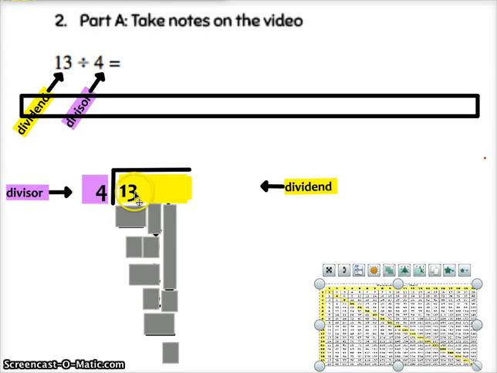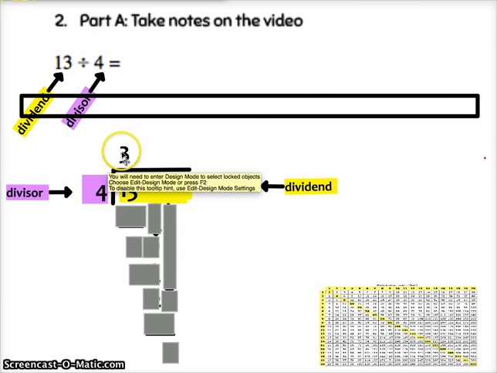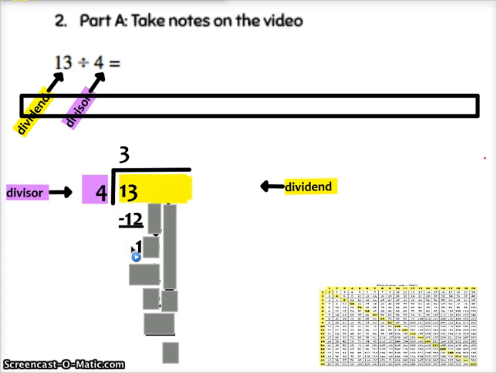So if 4 goes into 13 3 times, 3 goes in the ones column, and then I multiply 3 times the divisor. 3 times 4 is 12. I put that under the 13 and I subtract. 13, take away 12 is 1. So since I have a remainder, I have to go into decimal territory.